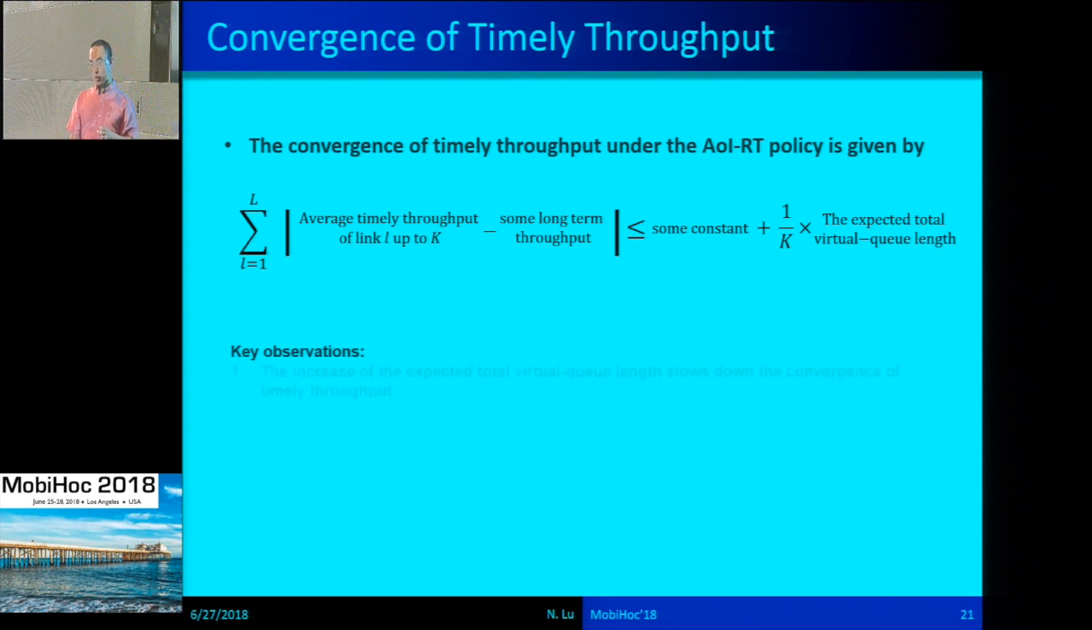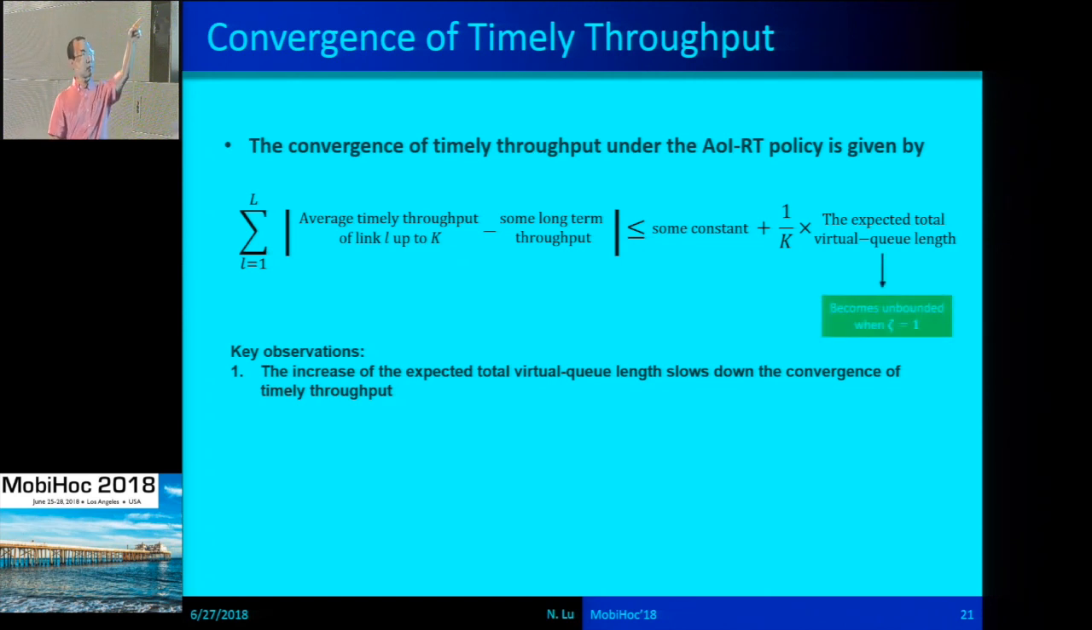And so the key observation is that an increase of the expected virtual queue length slows down the convergence of the timely throughput. And the expected total virtual queue length becomes unbounded when zeta takes 1. Zeta taking 1 corresponds to the AOI greedy policy.